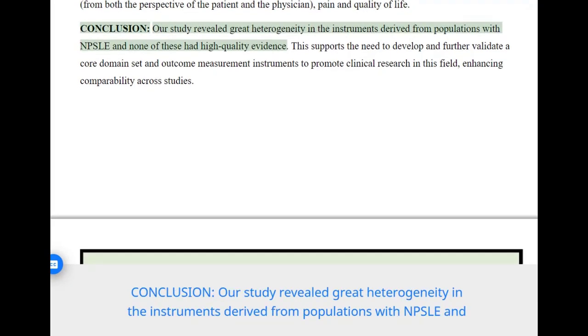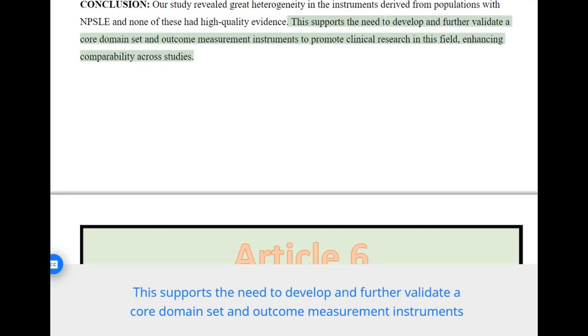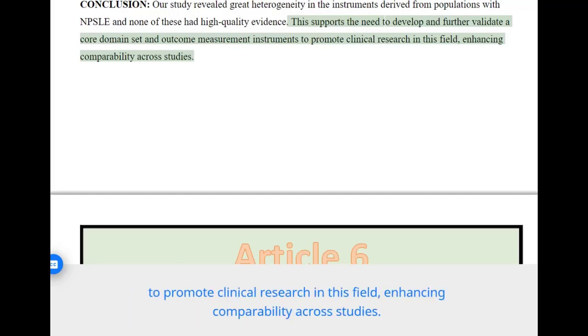Conclusion: our study revealed great heterogeneity in the instruments derived from populations with NSLE, and none of these had high-quality evidence. This supports the need to develop and further validate a core domain set and outcome measurement instruments to promote clinical research in this field, enhancing comparability across studies.